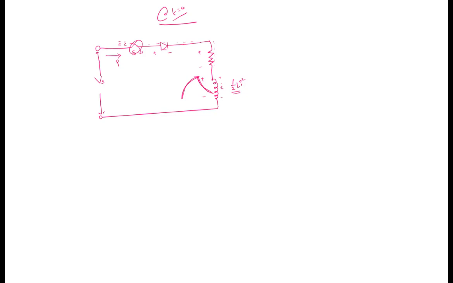So how will that happen? When it wants to dissipate the energy, this will become plus, this will become minus, and it will dissipate the energy to the source. Now the switch is opened here. How will the energy be dissipated? There is a large voltage spike that occurs at the switch, and the switch may go into a trouble state.